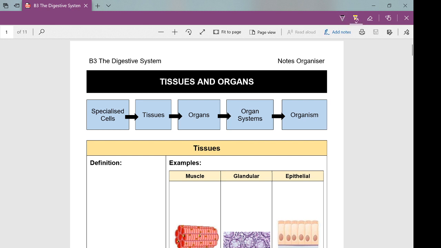So you'll notice that at the very top, I have the levels, what we call the levels of organization, which is basically the order at which things are organized.